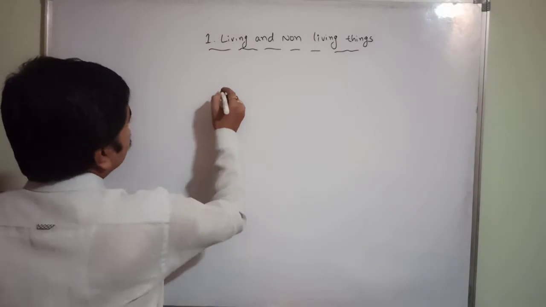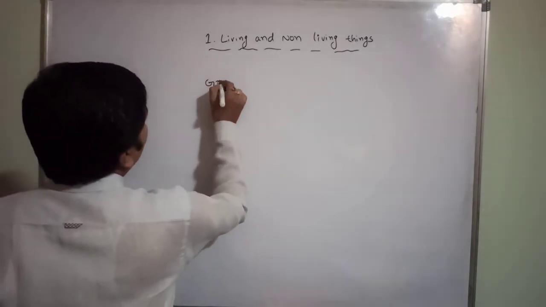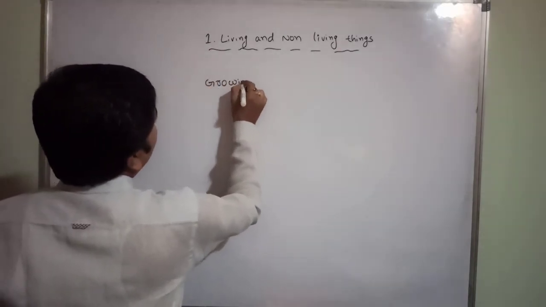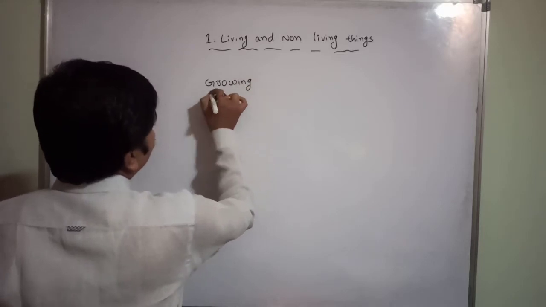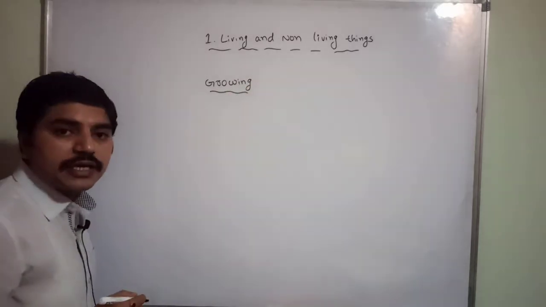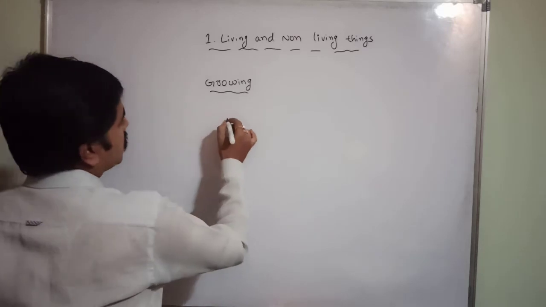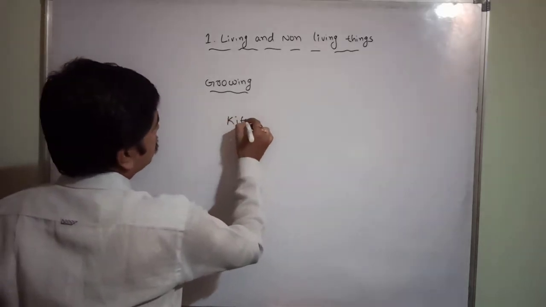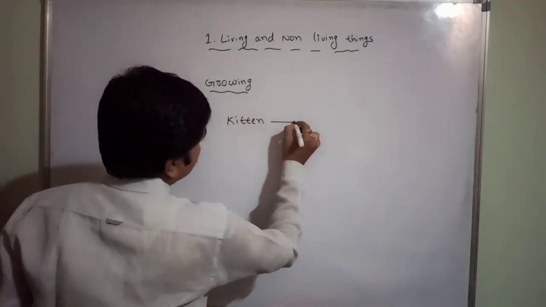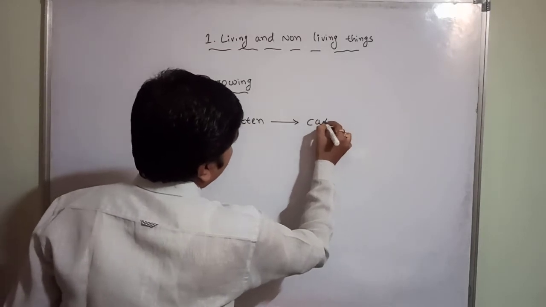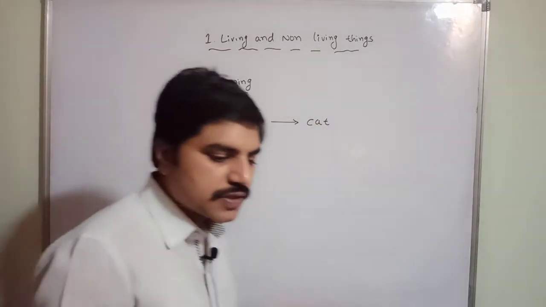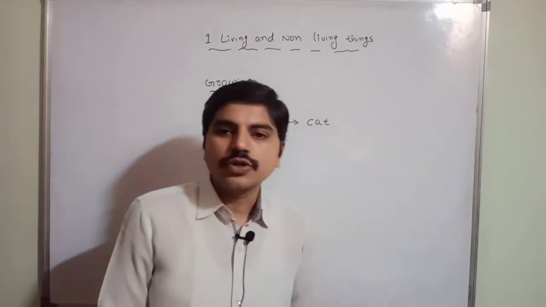Once you see here, so growing. Growing or grow, your wish, anything you can write. The kitten becomes a cat. The small one is a kitten. The kitten is converting into a cat, correct or not? That is a growth thing.